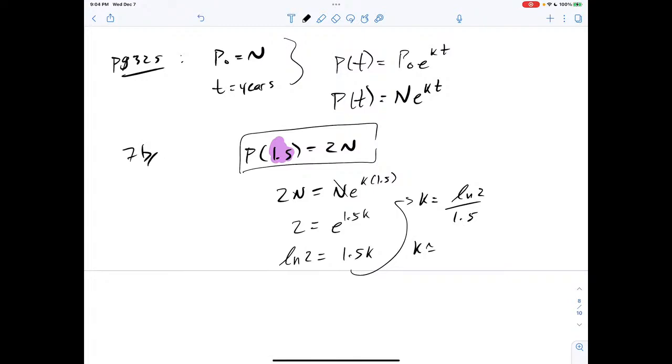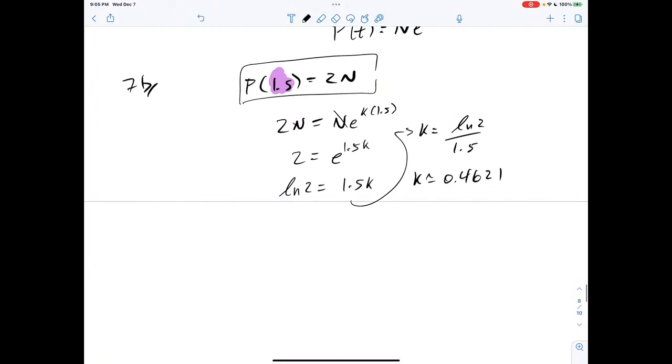If I take the ln of 2 and divide it by 1.5, I'm getting 0.4621 approximately. Are you good so far with what I'm doing? Do you follow what I'm up to so far with this? Okay, so now that doesn't answer the question though.